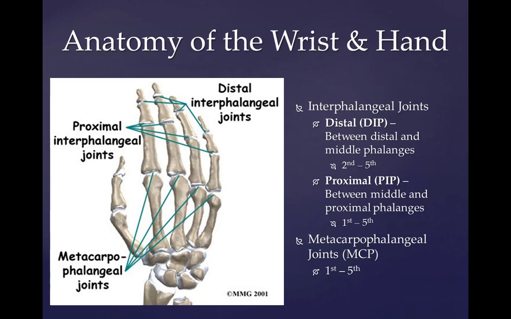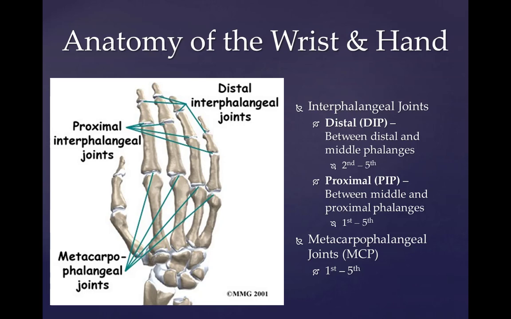The joints are formed wherever 2 or more of these bones meet. The thumb has 2 joints. It has a metacarpal phalangeal joint, or MCP joint, which is the joint at the base of the finger, and an interphalangeal joint, or IP joint, the joint in the middle of the 2 phalanges.